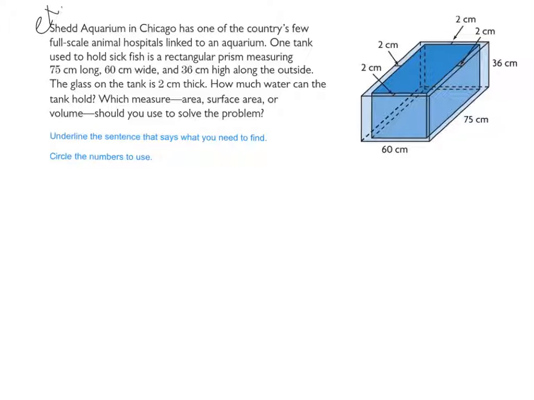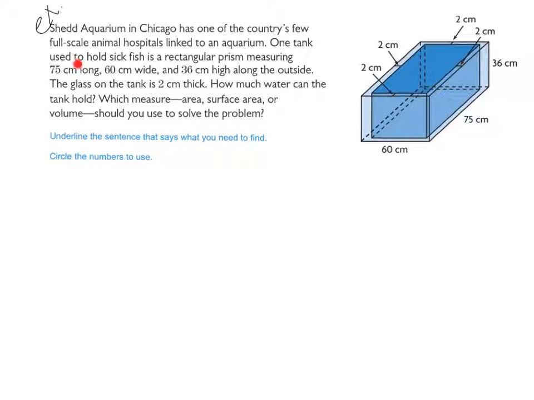So this problem here says, Shedd Aquarium in Chicago has one of the country's few full-scale animal hospitals linked to an aquarium. Just to break down some of these words, an aquarium is like a museum with fish and underwater creatures. Chicago is a place, so Shedd Aquarium is the name of the fish museum in this city. And it has an animal hospital inside or linked to the aquarium. So they have a place where they take care of the sick fish.